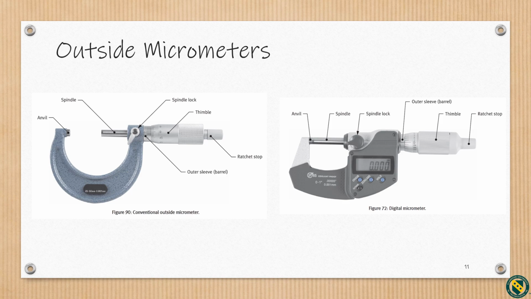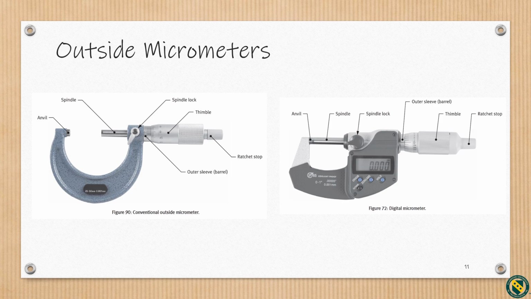Pictured here we see the conventional and digital outside micrometers used for many of our shaft diameter measurements. The micrometer has an anvil and a spindle in which the parts are measured in between. A thimble is used to move the spindle in and out by rotation. The graded measurement scale is displayed on the outer sleeve barrel and on the thimble. A ratcheting clutch stop on the thimble ensures the micrometer is not over-tightened around the part.